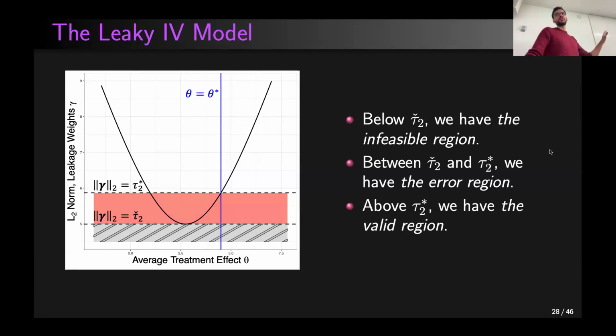But yeah, I think this is an important thing to understand, what identifiability looks like in this space, and what can go wrong. Because if you choose the wrong tau, if you choose a tau in this space, you're going to get bounds that don't contain theta star.